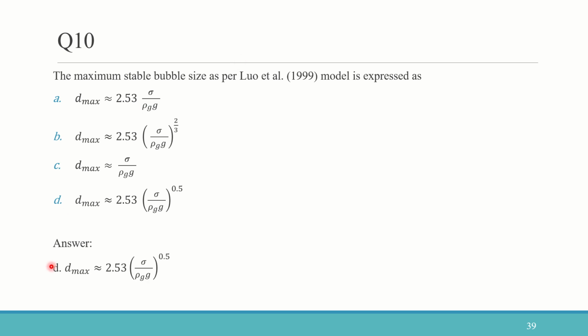Yes, the answer is option D, that is D max is approximately equal to 2.53 into sigma by rho g into g to the whole power of 0.5. So how are we getting this particular formula? This formula is obtained from the Leo et al 1999 model, for getting the maximum stable bubble size. Here we are relating sigma, the surface tension, divided by the density of gas and the gravitational constant. So it is 2.53 into sigma divided by rho g g to the whole power of 0.5. Option D is the right answer.